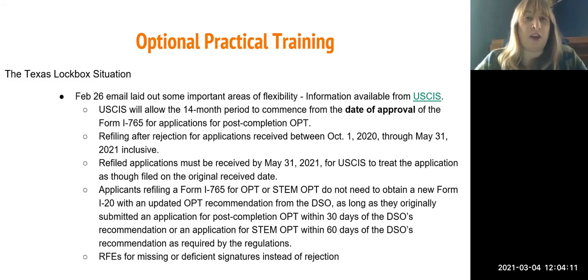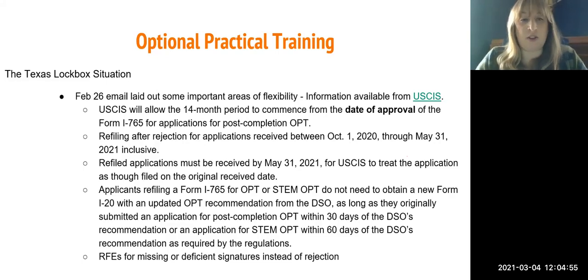There are also implications here for refiling after an application has been rejected for any particular reason. So if you have a student who had an OPT or a STEM I-765 rejected between October 1 of 2020 and May 31st of this spring, you still have the option to refile, even if the appropriate time period has passed. There is some flexibility there, as long as the refiled application is received by May 31st. They are accommodating that.